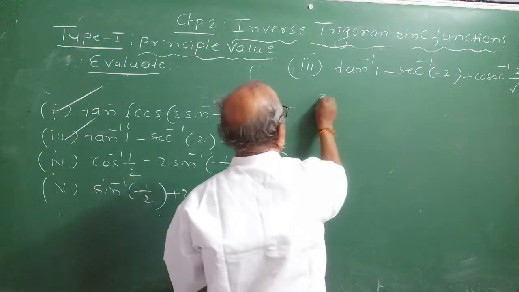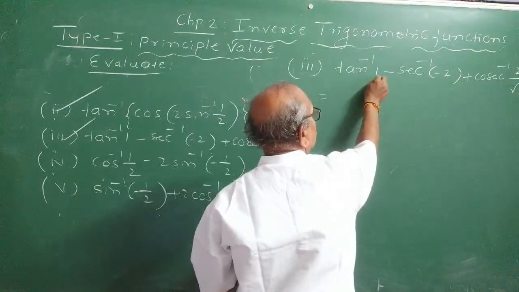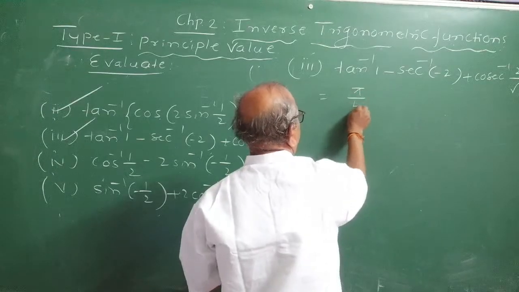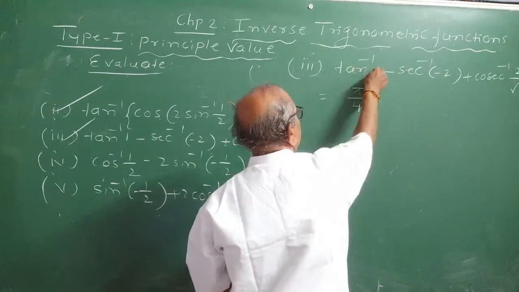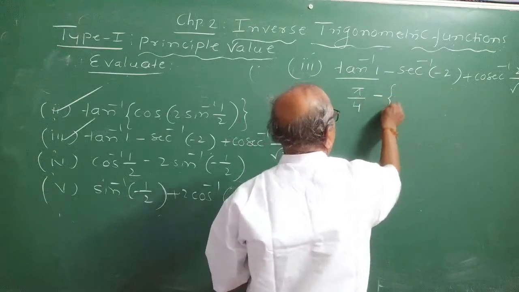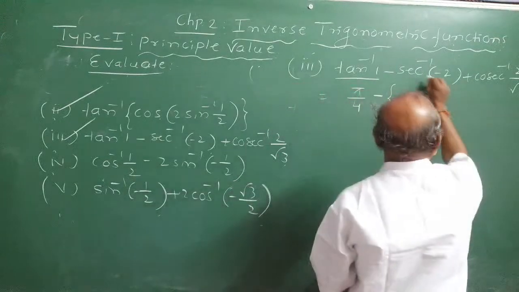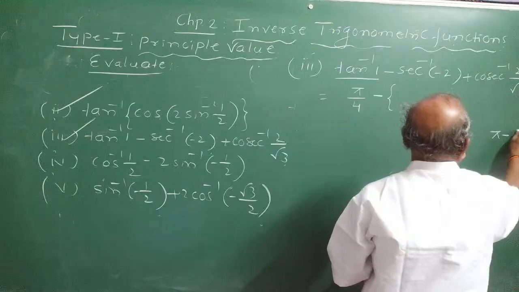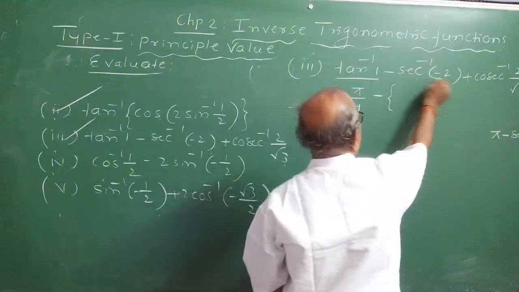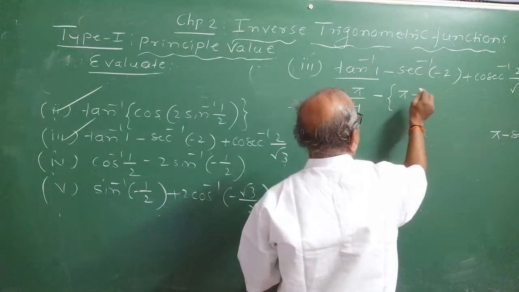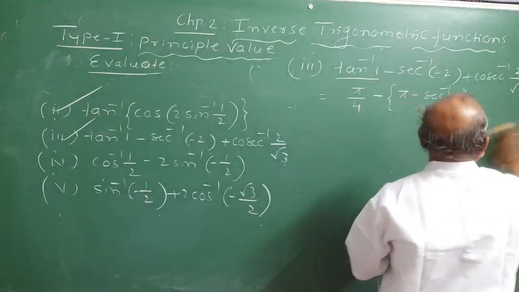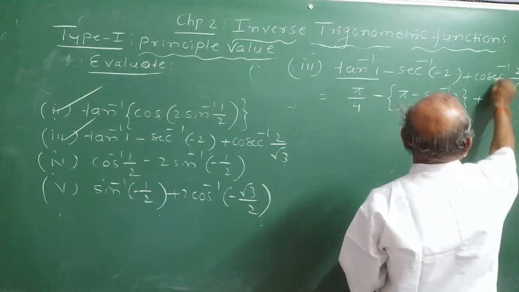Now, for what angle of the tan you get 1? It is pi by 4, because pi by 4 means 45 degree, tan 45 degree is 1. Therefore, the principal value is pi by 4. Minus, you know that sec inverse minus x is equal to pi minus sec inverse x. Remember, pi minus sec inverse x, you can write it as pi minus sec inverse 2. Later you can put the values, plus cosec inverse 2 by root 3.